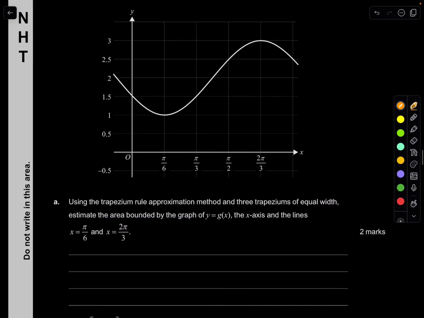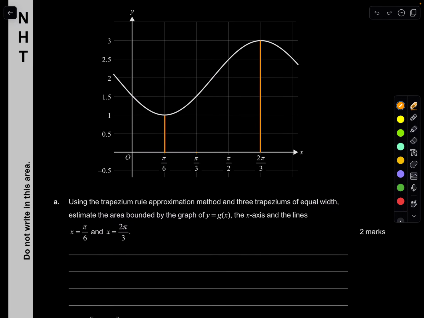Easy. So we're going from the line here, pi on 6, to 2 pi on 3. We basically want to estimate this area over here using 3 trapeziums of equal widths. Quite easy. We know what the width is because look, one here, one here. We have now 3 trapeziums. They've nicely done this question.